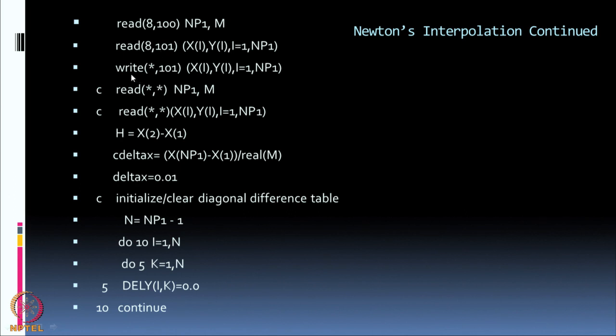Next, after I read xi and yi, I want to write on the screen what those values are, because many times you read something from a file and you do not know what is read. If whatever is read is shown on your screen, then you know exactly what you have read. So, it is always a good idea, whatever you read from a file, write it on the screen or in some other file, so that you can cross check that whatever you did was all right.